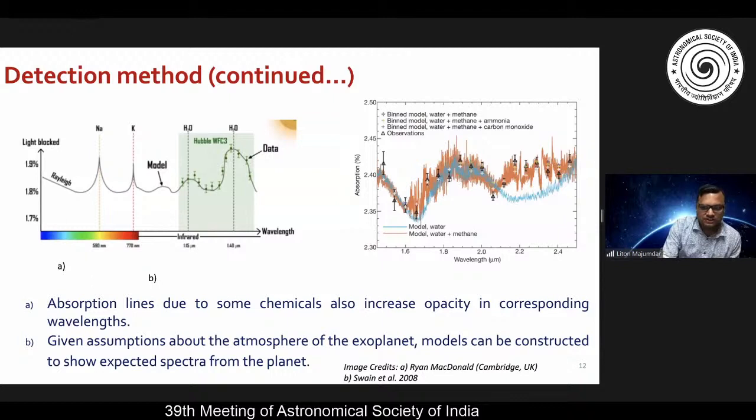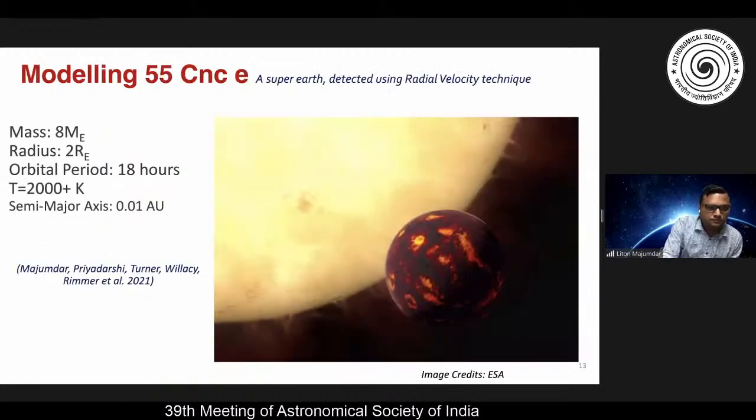So this is the fundamental technique that is used to understand the composition of various exoplanets known so far. Recently, we looked into the atmosphere of one of the super-Earth planets called 55 Cancri e. We explored the chemistry and observability of the nitrogen-dominated atmosphere of this particular ultra-short period super-Earth, for which we know the mass is around 8 Earth masses.